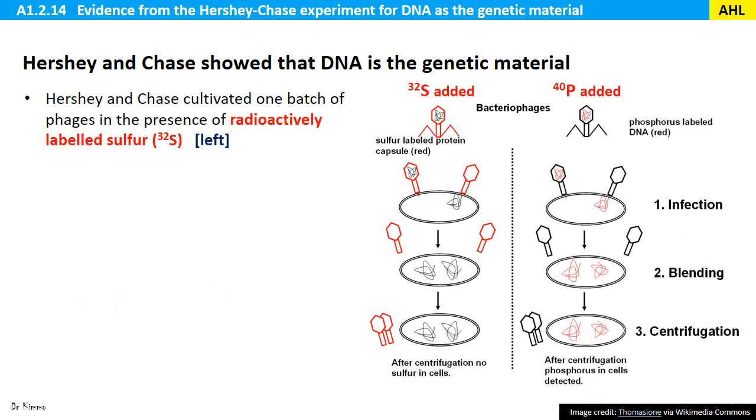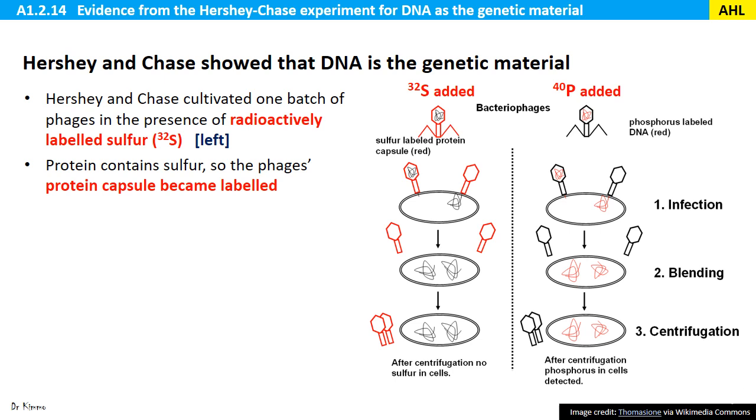This is how they did it. Hershey and Chase cultivated one batch of phages in the presence of radioactively labeled sulfur 32S, left column. Protein contains sulfur, so the phage's protein capsule became labeled.